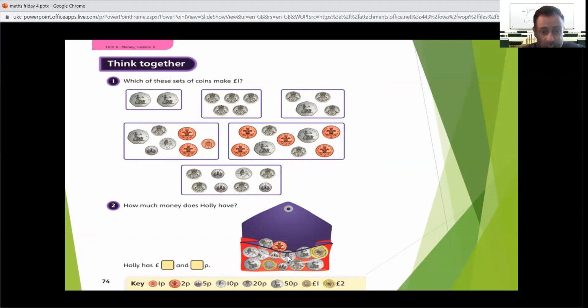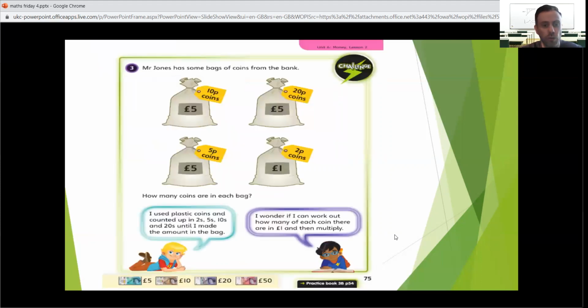So that makes me £5. £5.10, £5.20, £5.25, £5.30, and then a 2p. £5.32. Hopefully you got that as well. Hopefully I counted that correctly. I was just doing it then just like you would. £5.32. Hopefully that was right.